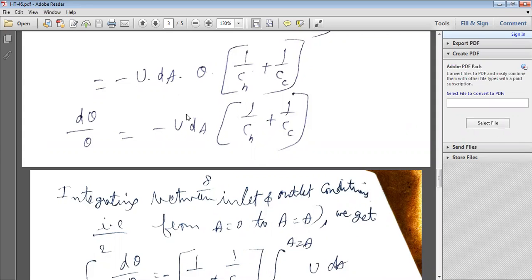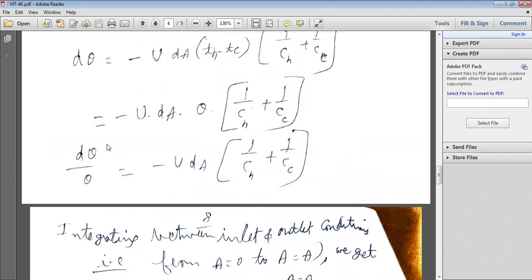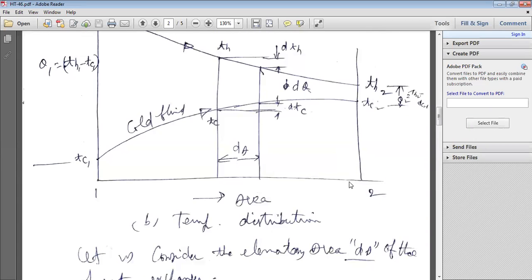Sometimes you can take the area of the heat exchanger. That's why here you have to integrate to get the solution for theta, the temperature difference, the log mean temperature difference. You have to integrate between the inlet and outlet conditions. That is, from here area is equal to 0, here area is equal to A.